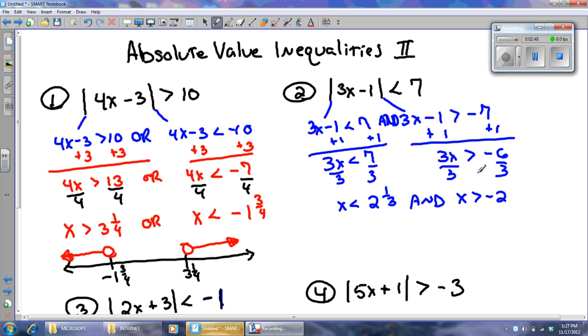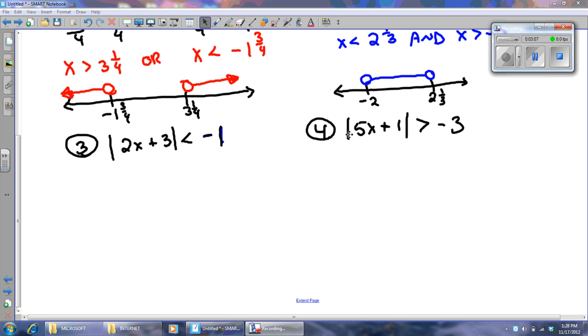So we need x to be greater than negative 2 and less than 2 1/3. And on a number line, we've got a negative 2 there, positive 2 1/3 there. They're both going to be open points because it doesn't say equals. And I will shade in between.